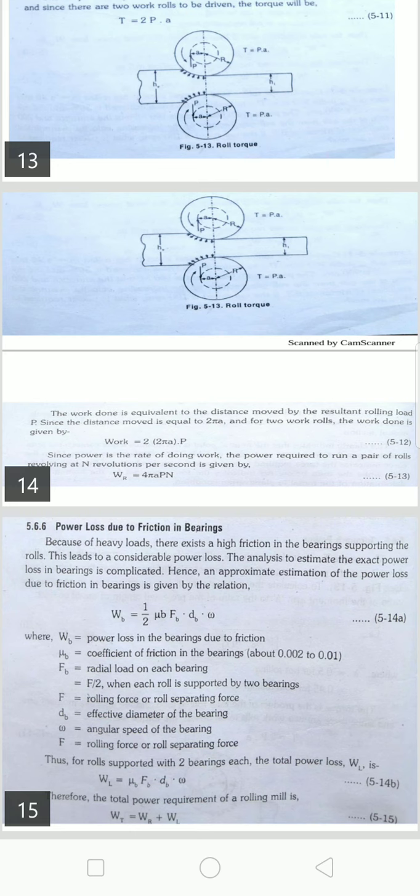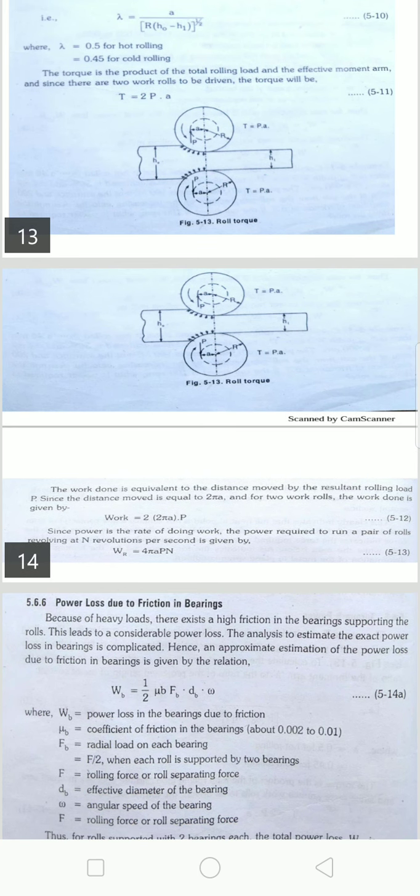Hence, the estimation of the power loss due to friction in the bearing is given by the empirical relation WB is equal to half mu B FB dB into omega, where WB is the power loss in the bearing due to friction, mu B is the coefficient of friction in the bearing, between 0.002 and 0.01, and FB is the radial load on each bearing, that is F by 2 when each roll is supported by two bearings. F is equal to the rolling force or roll separating force. dB is the effective diameter of the bearing. Omega is the angular speed of the bearing.